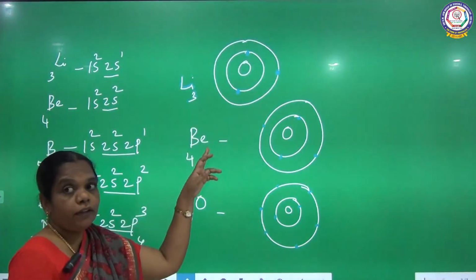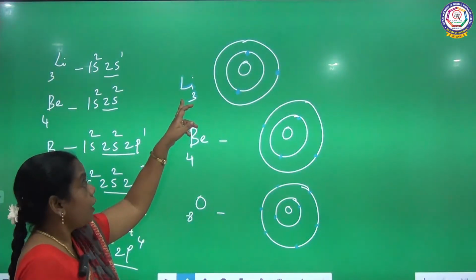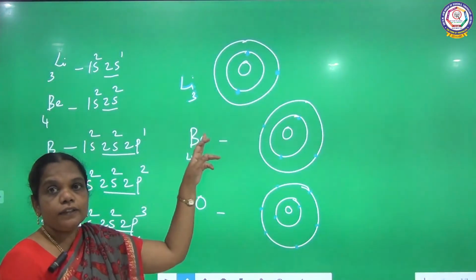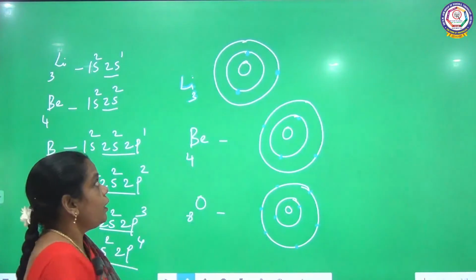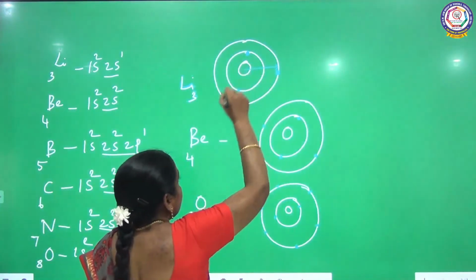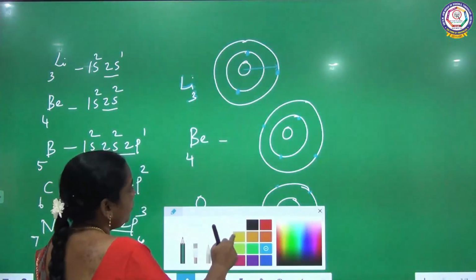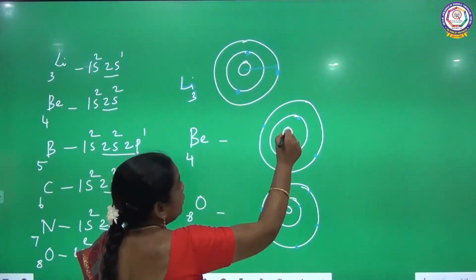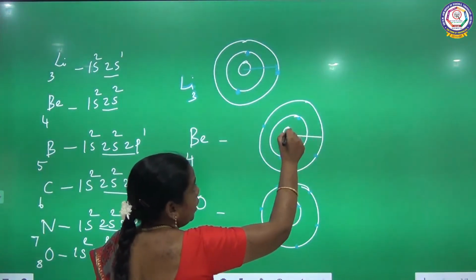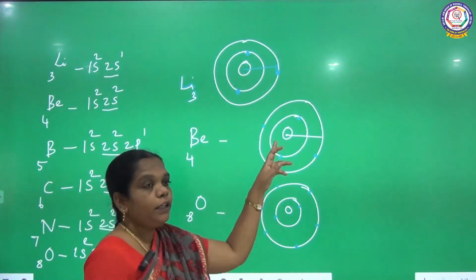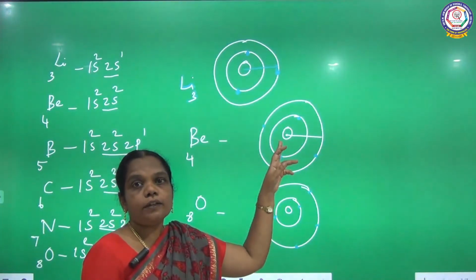Now compare this. The atomic number is increasing, but they enter into the same energy level. So there is a force of attraction between the electron and the innermost part of the atom, that is called the nucleus. In the nucleus only positively charged particles are present.